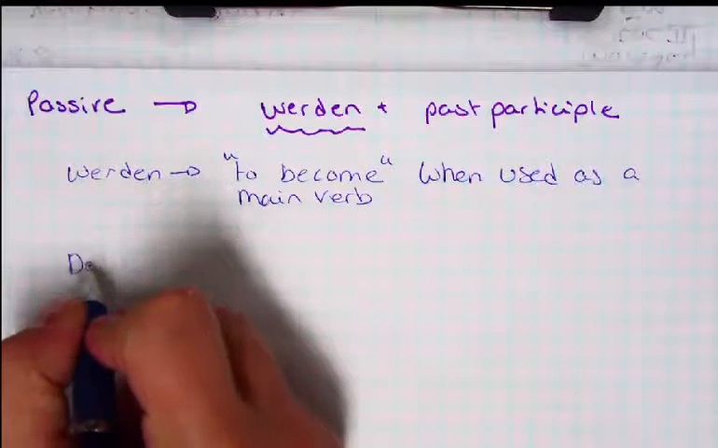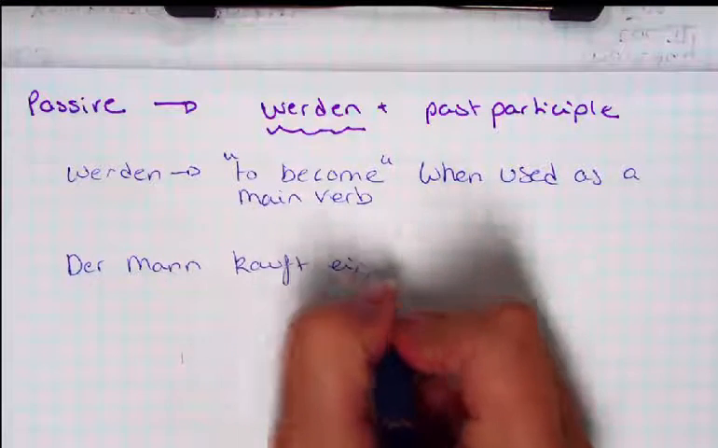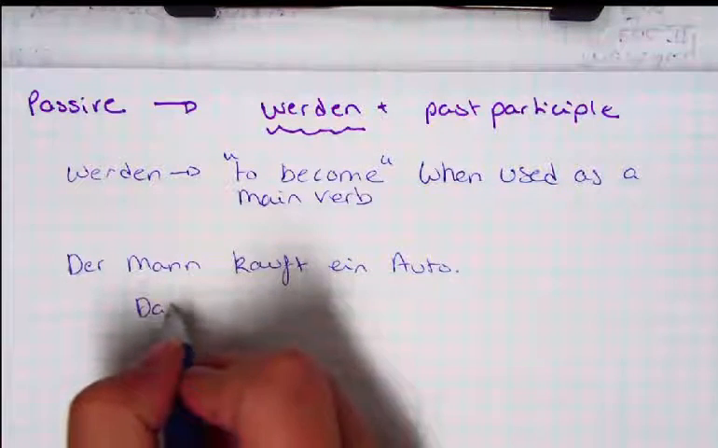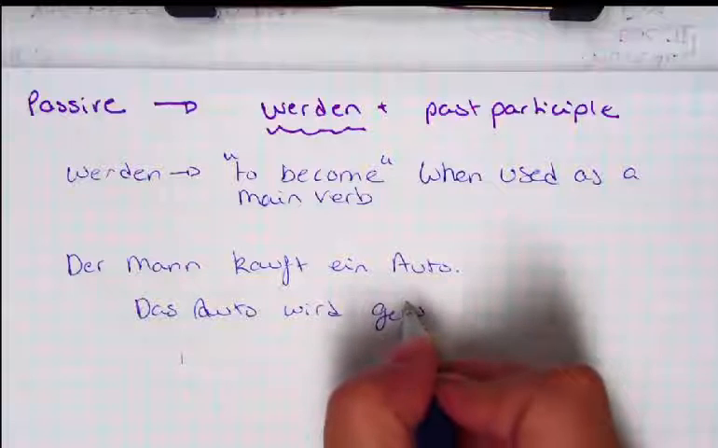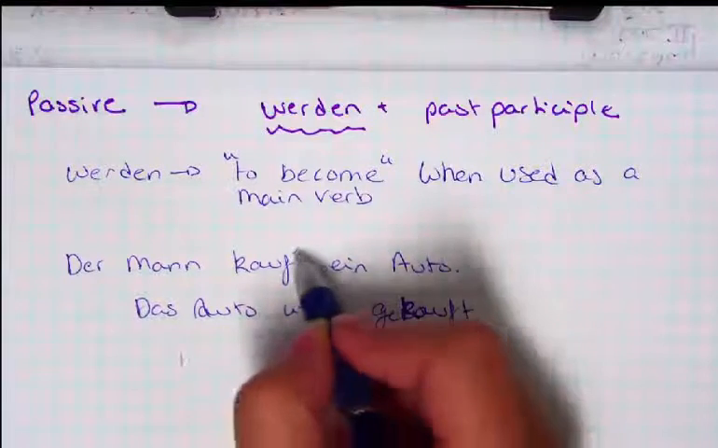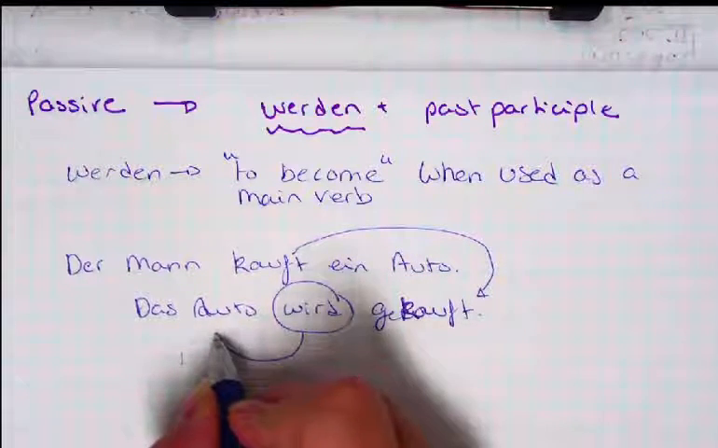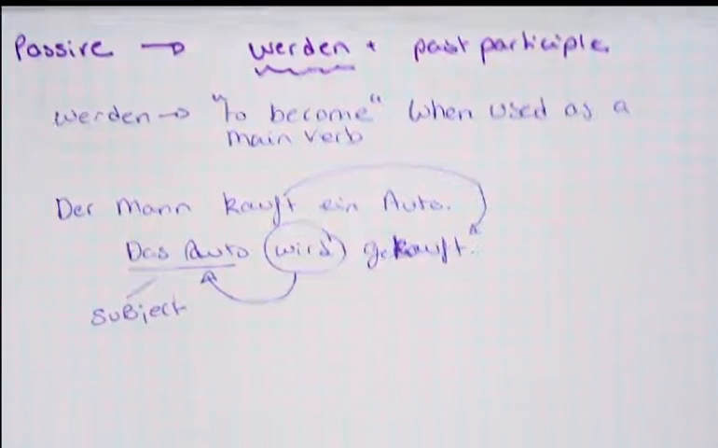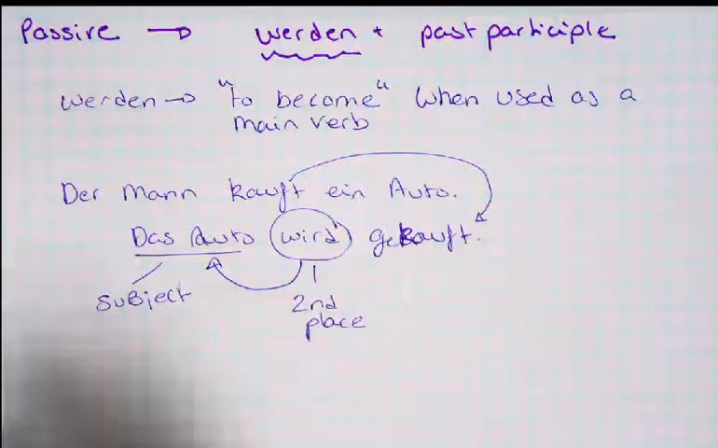Der Mann kauft ein Auto. Right, here's my sentence. And then I'm going to make that das Auto wird gekauft. Oops. Das Auto wird gekauft. There's my past participle. Here's my conjugated werden. Now, werden again is conjugated for the grammatical subject of the sentence. Right? We're conjugating in second place for the actual subject of that sentence.